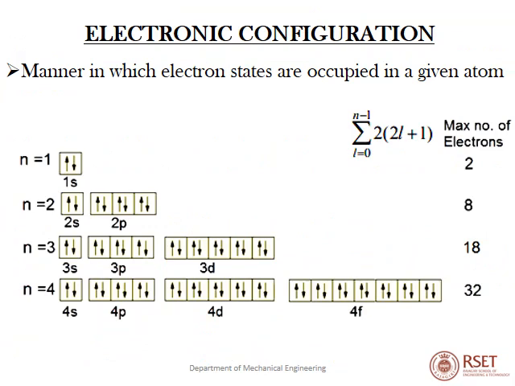Then electronic configuration. Configuration means the manner in which electron states are occupied in a given atom. There are several shells available, and the maximum number of electrons as per the equation is: first shell 2, then 8, then 18, then 32. We can also have an spdf arrangement, which is the way the electrons will be oriented and configured. All this shows a stable kind of configuration.